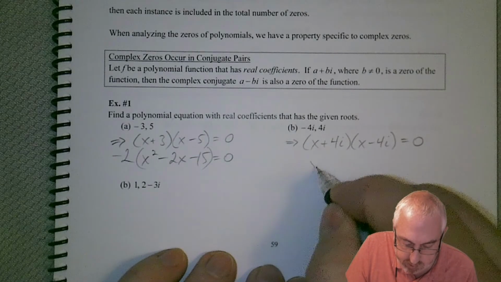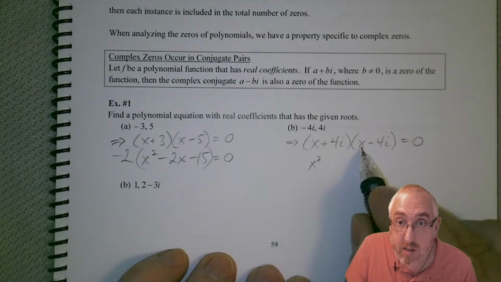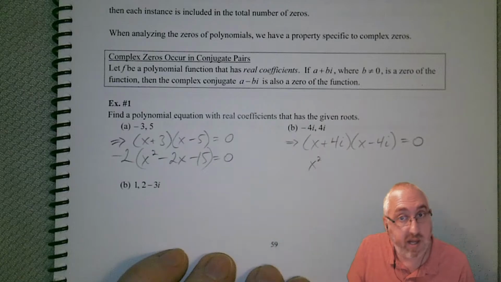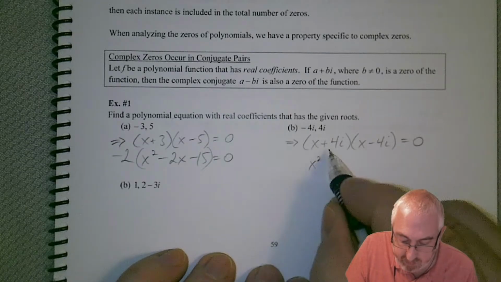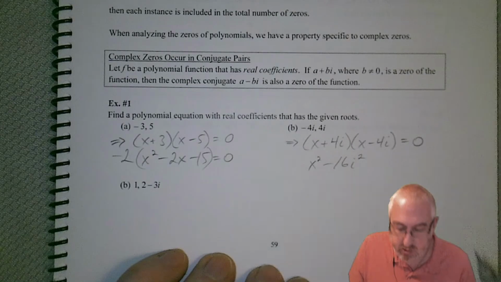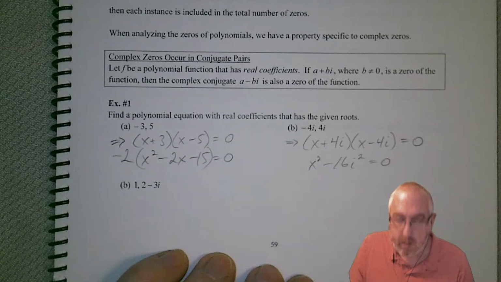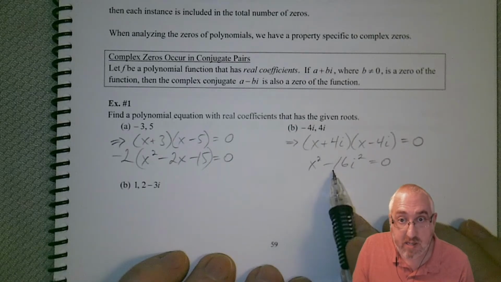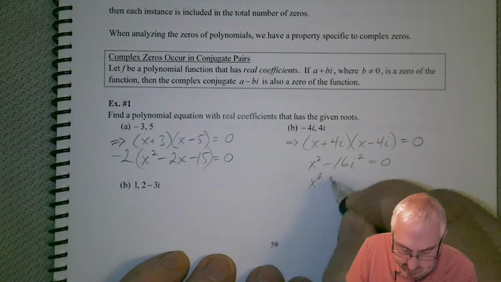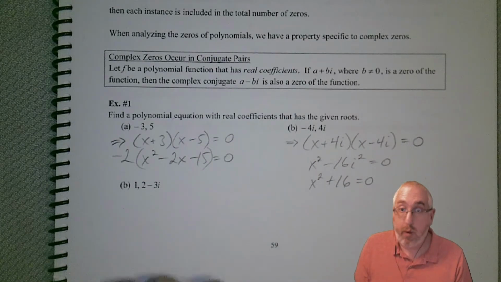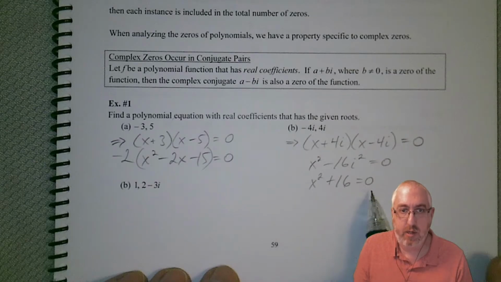So we're going to get an x squared. So we got a +4ix and a -4ix. So those are going to cancel. And so all that we have left is just the last, which is going to be a -16i squared. And remember, we just learned that i squared is equal to -1. So -1 times a -16 is a +16. So our polynomial equation should be x squared plus 16 equals 0.